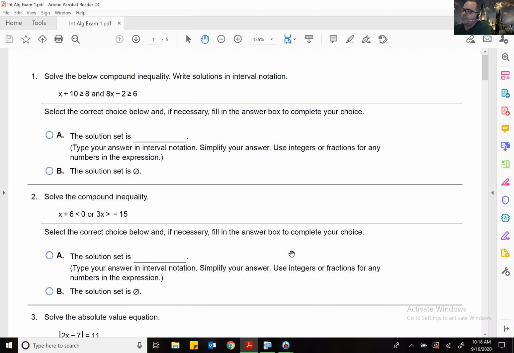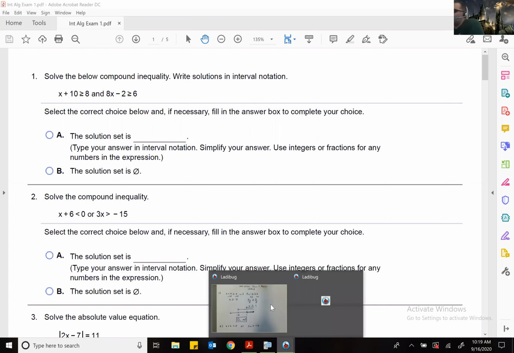All right, number 2. Notice number 2 is also another compound inequality. Is this an and or an or? Or, because it says or between the two. Now, where do ors usually shade? Usually the outsides when we graph it. But again, it could do something weird.